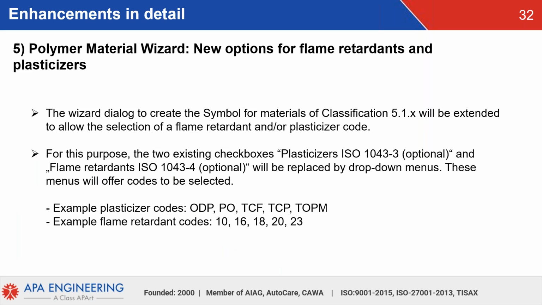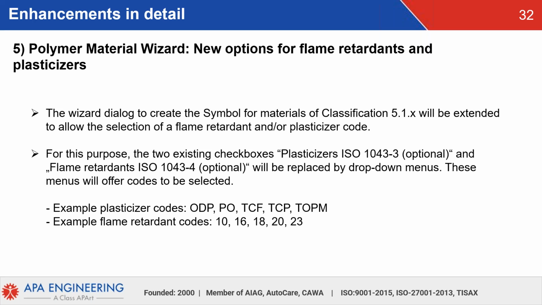The next thing is the polymer material wizard: a new option for flame retardants and plasticizers. For example, if you are going to create a material under the classification 5.1, you will be shown a tab to enter the flame retardant or plasticizer code. For this purpose, you have two existing checkboxes; you can just check plasticizer and flame retardant. Now after the 14.3 release, those checkboxes will get replaced by drop-down menus, where you can choose the exact code you are going to use under that particular material. Some plasticizer code examples and flame retardant codes are given here. You can choose that particular code from the drop-down menu, and you can provide detailed information for the particular suppliers and all.